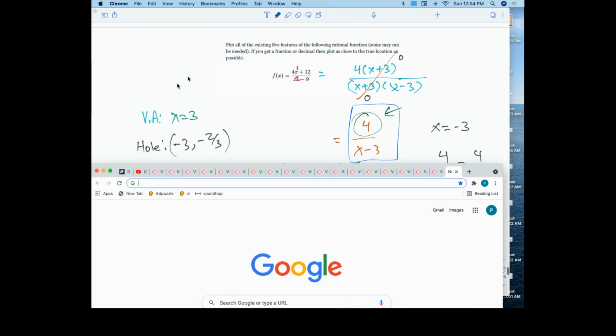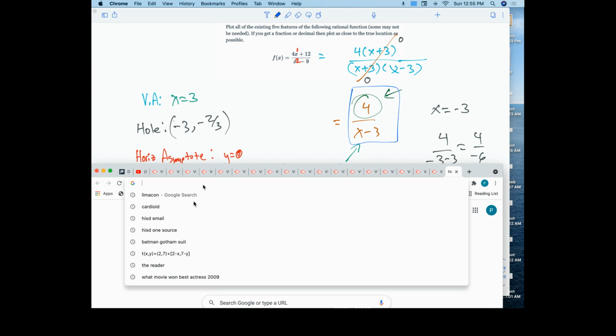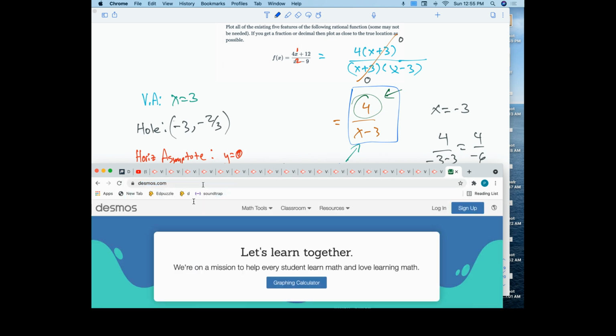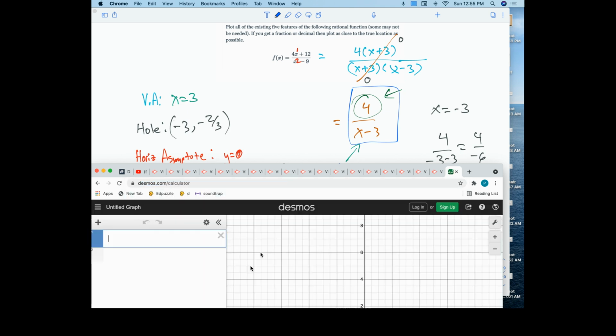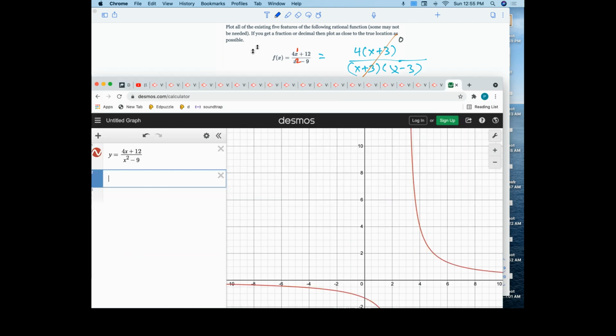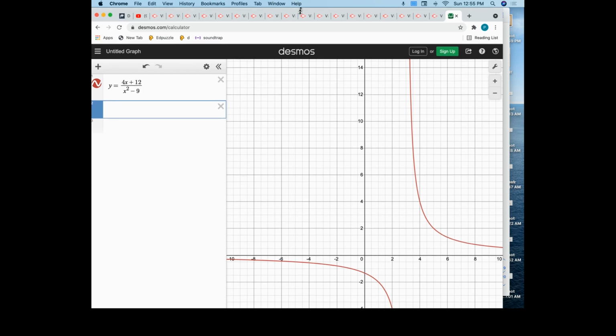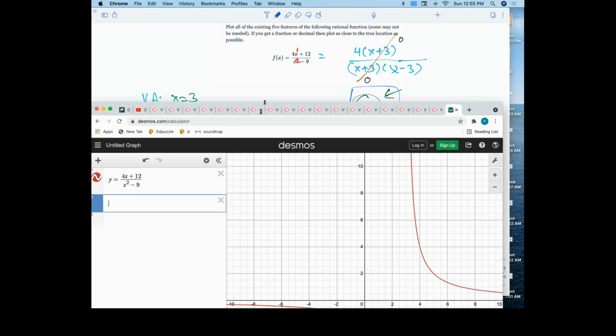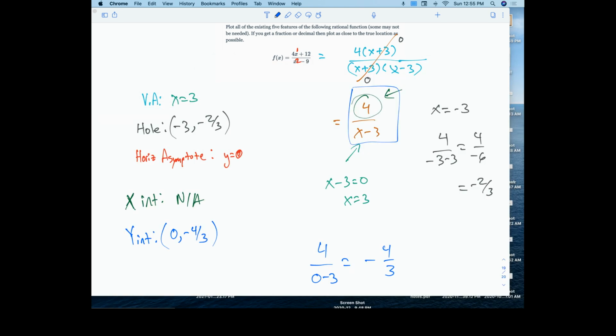So let's do that. Let's go to Desmos. Let's graph it. So y equals 4x plus 12. The denominator is x squared minus 9. And let's see. Yep, pretty much matches up with what I just said. So we are good. There are no issues. All right. So I hope that makes sense, and I'll see you in the next math video.